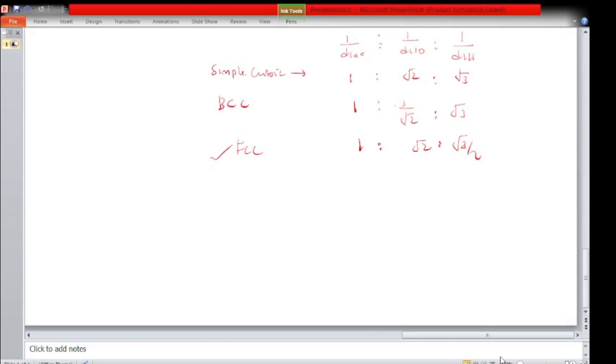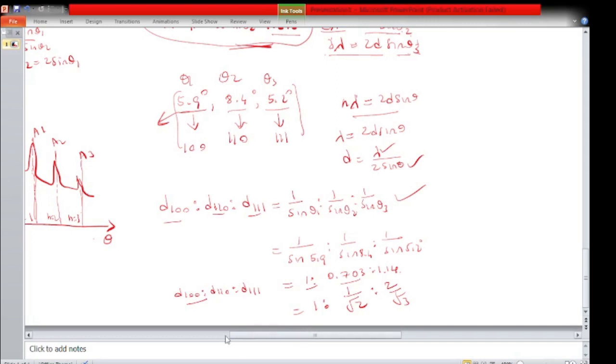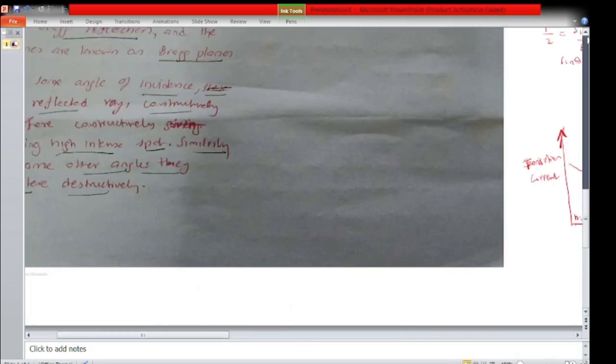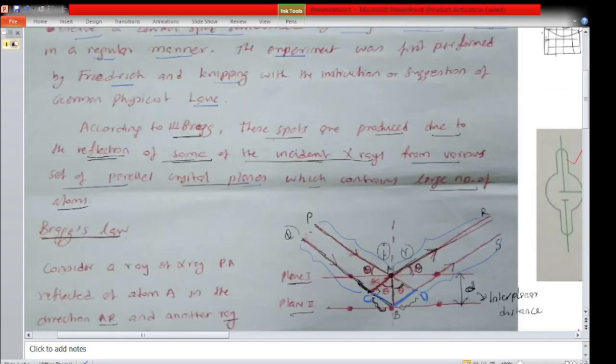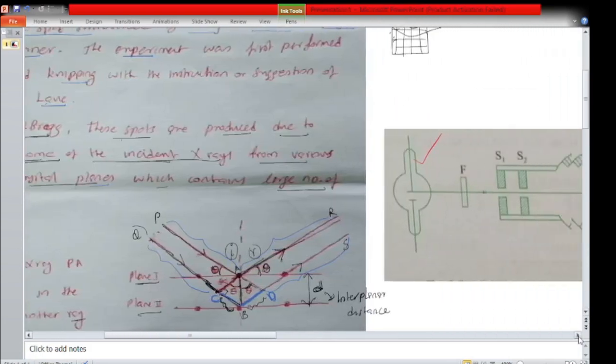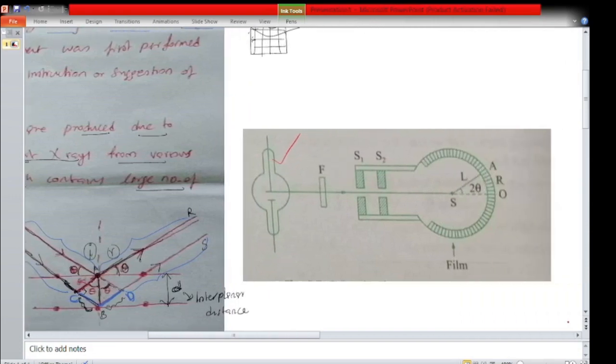Okay. Now another method that is used is similar to this Bragg's spectrometer, but with a very slight change. In this method, we will be using powder instead of a single crystal. We will be using powdered form. This is called the powder crystal method.